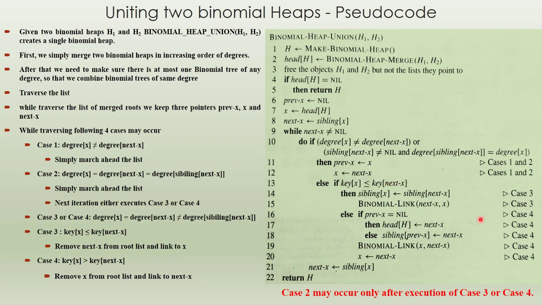If it is false, the meaning is key of x is greater than key of next x. Then we will execute line number 16, 17 and 18. The 16, 17 is to maintain the head pointer. So when key of x is less than key of next x, binomial link next x comma x will be executed. In the other case, that means key of x is greater than key of next x, this binomial link x comma next x will be executed. So this will be more clear when we study the example.